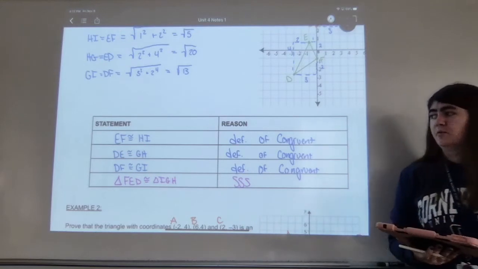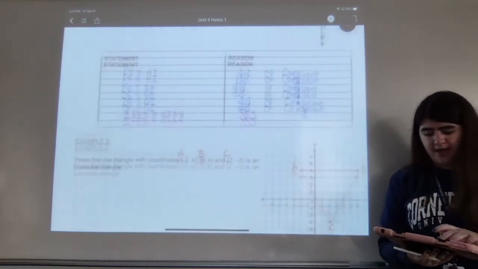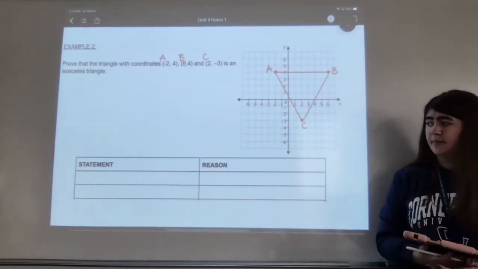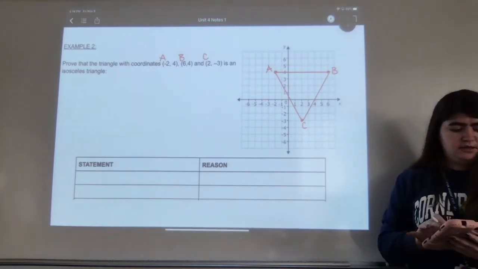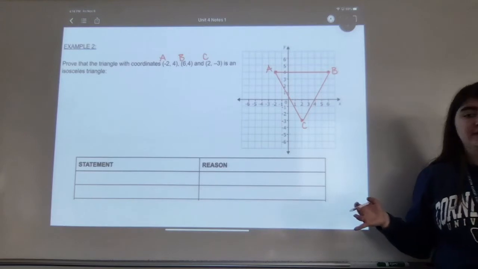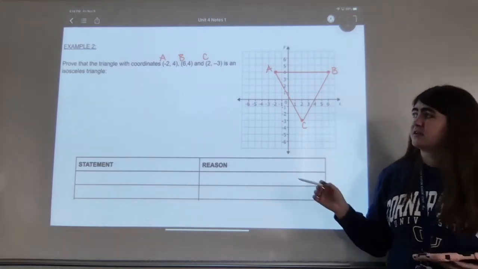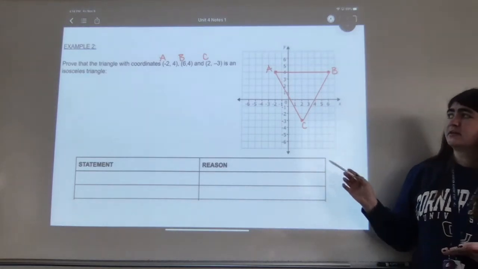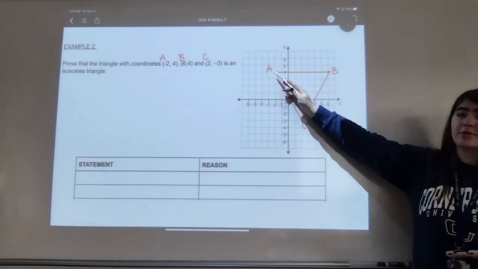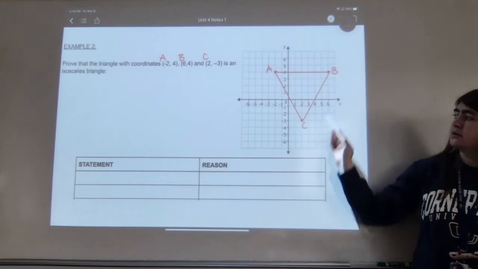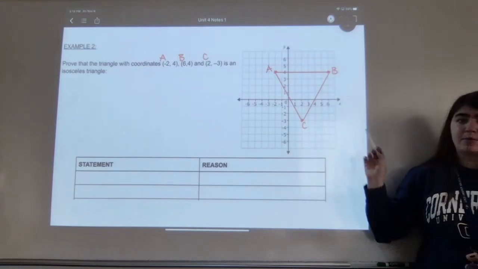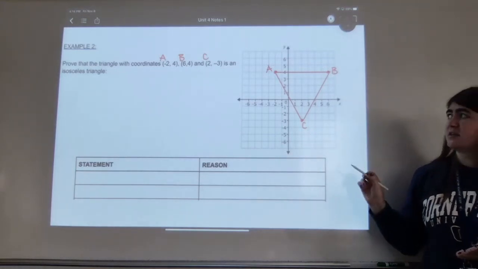All right, we're going to go ahead and take a look at example 2. Example 2, you might notice, only has 2 lines. So this is going to be a little bit of a shorter proof than we've previously had. So in example 2, it says to prove that the triangle with coordinates at -2, 4, which I'm calling A, 6, 4, which I'm calling B, and 2, -3, which I'm calling C, is an isosceles triangle.